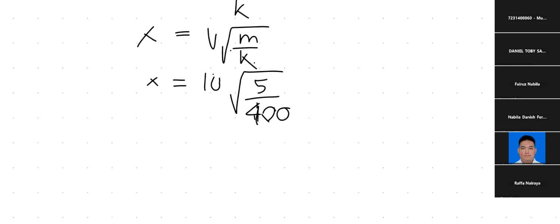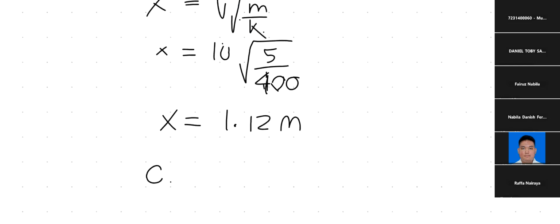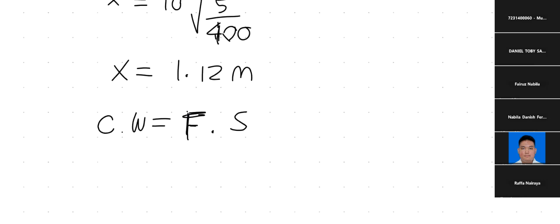X is going to be equal to 1.12 meters. Okay, now point C, usaha oleh gaya gesek. The work caused by friction. So all you have to do is take work is equal to F times S, the displacement, or X in this case.